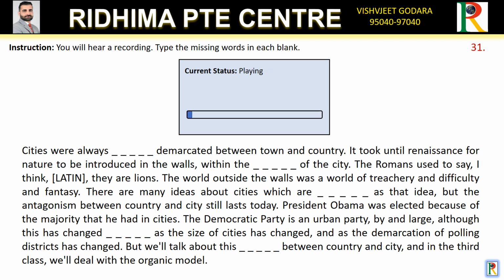Cities were always clearly demarcated between town and country. It took until Renaissance Italy for nature to be introduced within the walls, within the womb of the city. The Romans used to say "hic sunt leones," here are lions. The world outside the walls was a world of treachery and difficulty and fantasy.